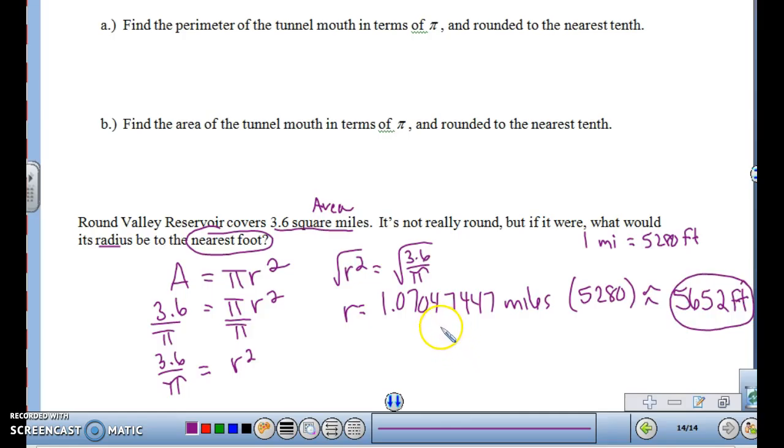Okay, so your formulas are very important. You need to know C equals pi d and C equals 2 pi r for circumference, and area is equal to pi r squared. They are on your reference sheet, but it is helpful if you know them as well.